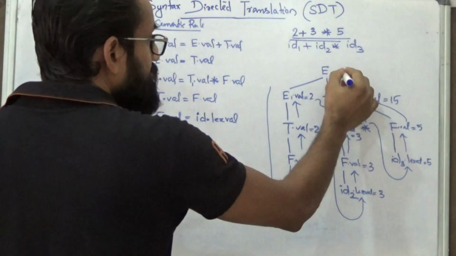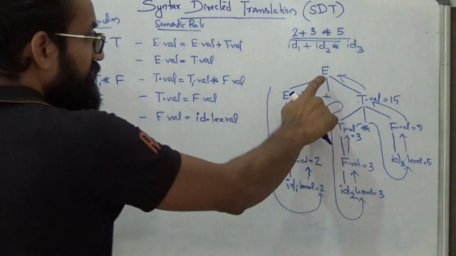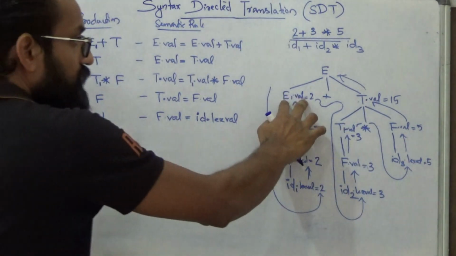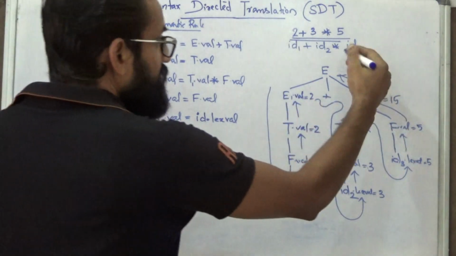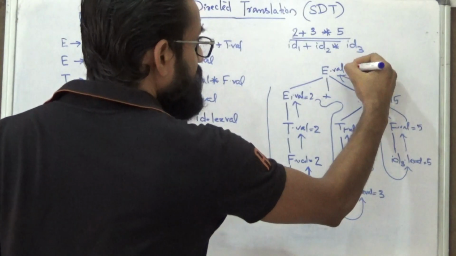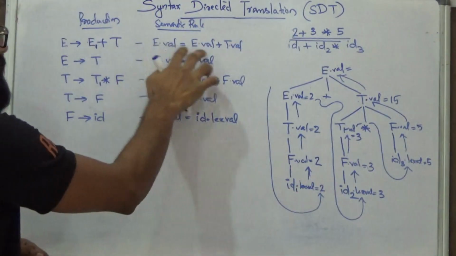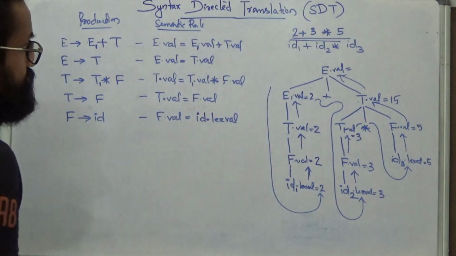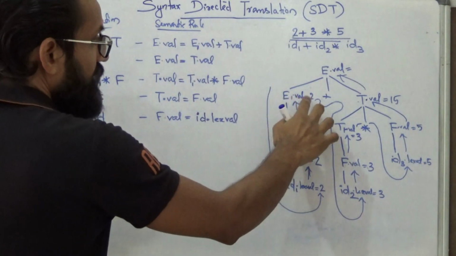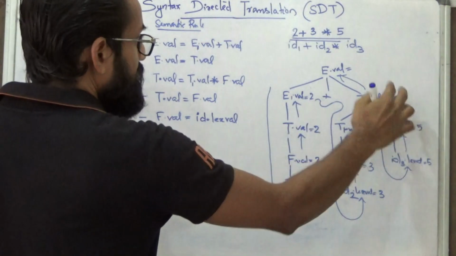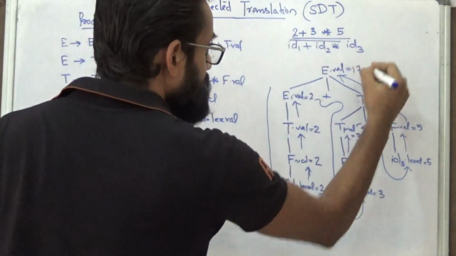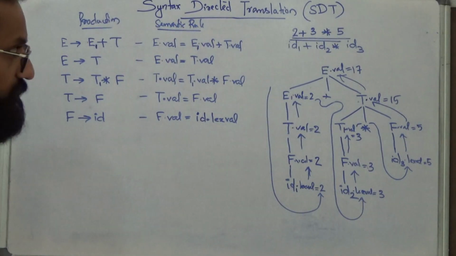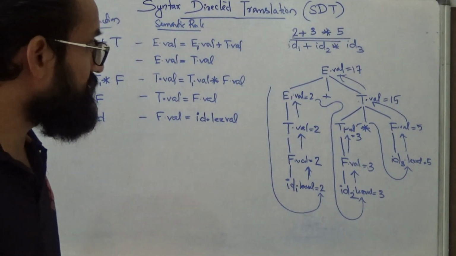And when it reaches this point, it will identify the reduction E giving E1 plus T. So E1.val is 2, 2 plus 15. So E.val will be equal to E1.val, that is 2 plus 15, that is 17. So when it applies this semantic rule, this will be the resultant parse tree.